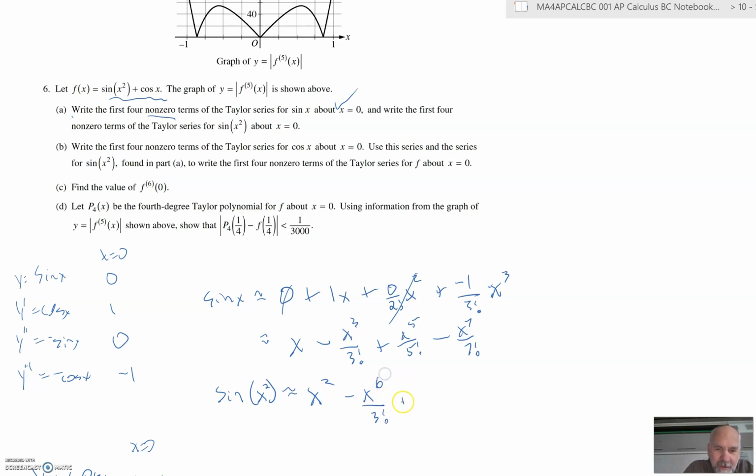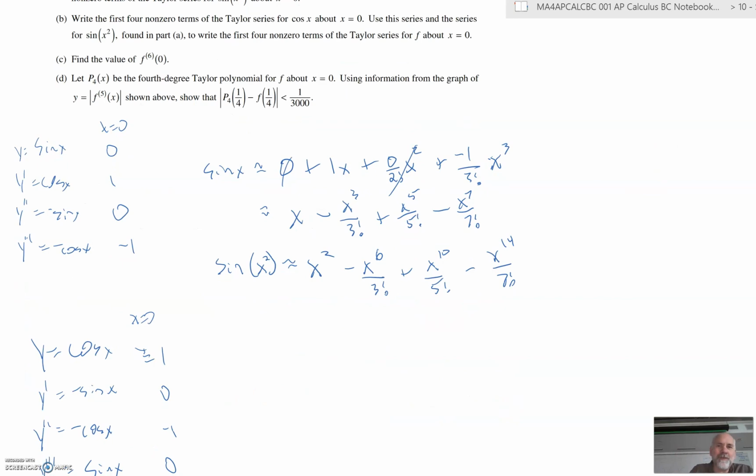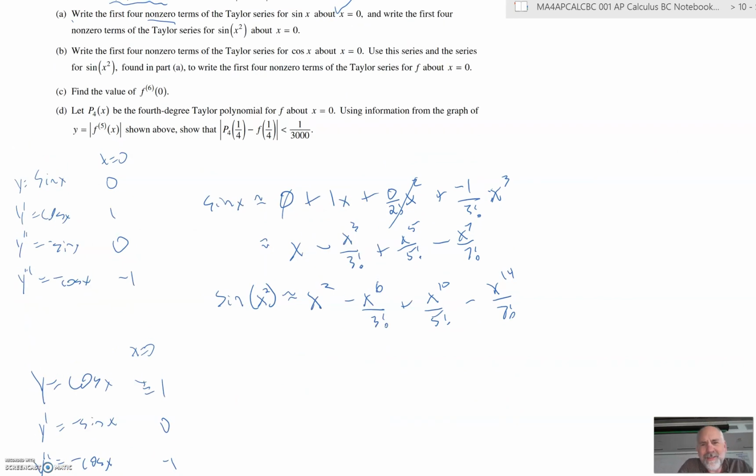So plug in x squared, and then 2 to the 5th. So that's x to the 10th over 5 factorial, and then minus x to the 14th over 7 factorial. X to the 14th, wow. I don't know if I've ever had to have an x to the 14th legitimately in a problem. That's huge.